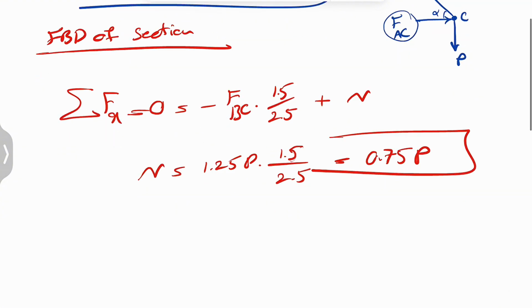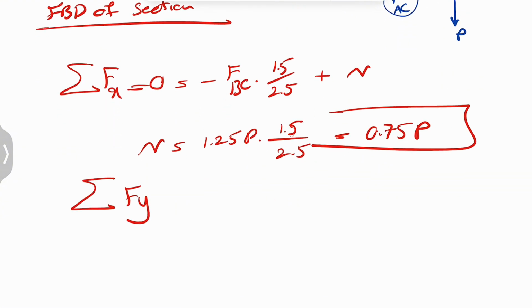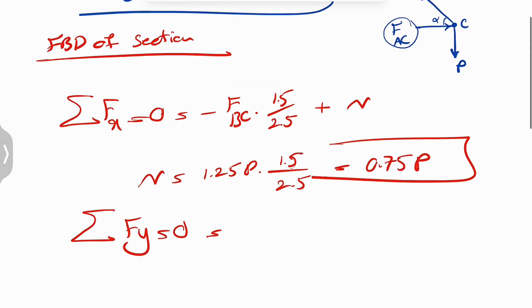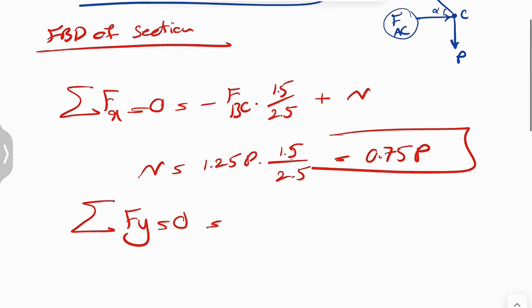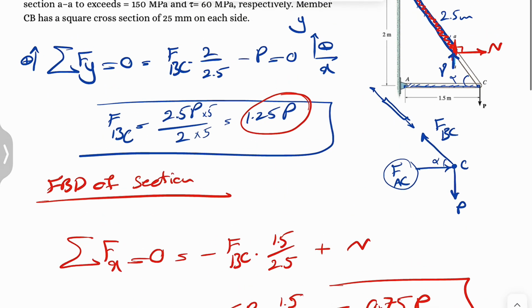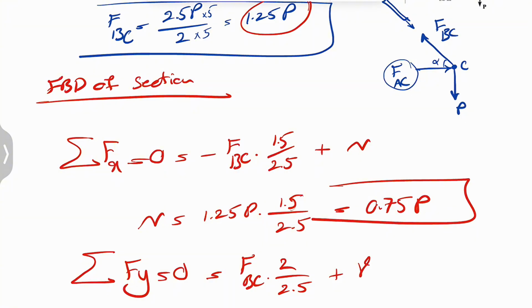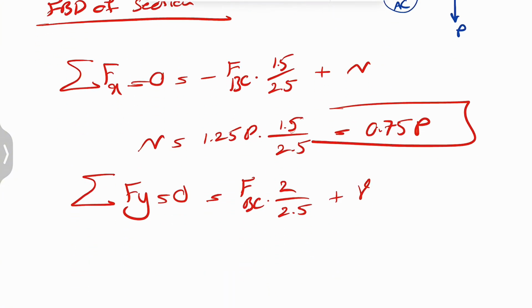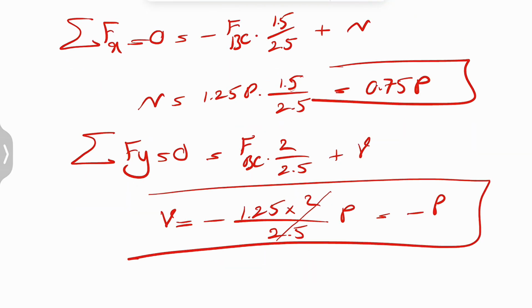All right, now we figured the normal force. We're going to move on to sum of all forces in y equals 0. And this time again, we have the y component of FBC, which we figured is FBC times 2 over 2.5. And also we have the V, which we assumed is upward, but we're going to get a negative sign in here that shows it's actually downward. So FBC again, we put 1.25 times 2 over 2.5 P, and this will be cancelled out, so it will be equal to negative P.